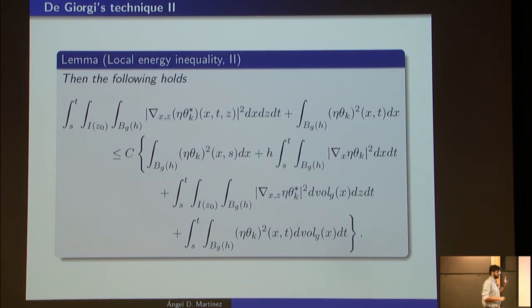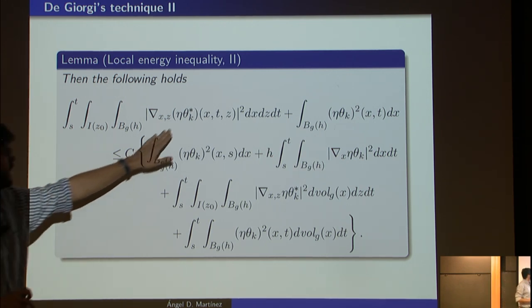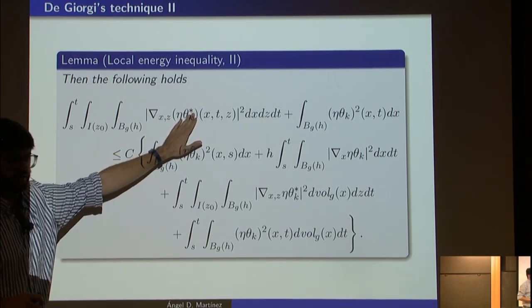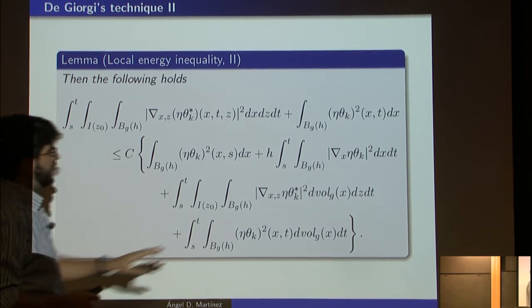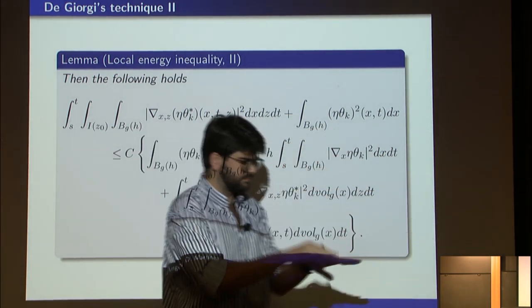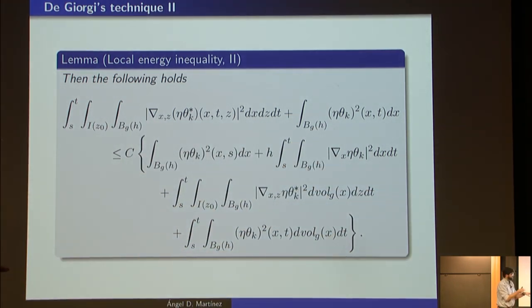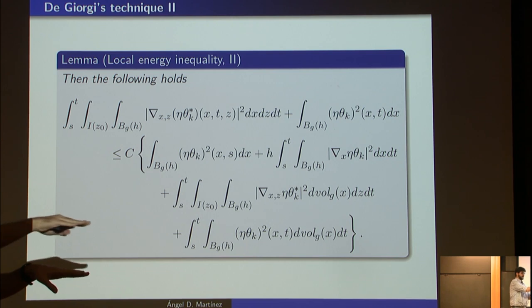So I don't want to lose you in the details of this. But let me tell you that it's rather complicated somehow. Here h accounts for the scale, the ball in the scale. I mean, everything is in the scale. There are some cutoffs. Now, this star accounts for an extension, a harmonic extension of theta k. And theta k are going to be like the function that we want to study, cut at this level. OK?